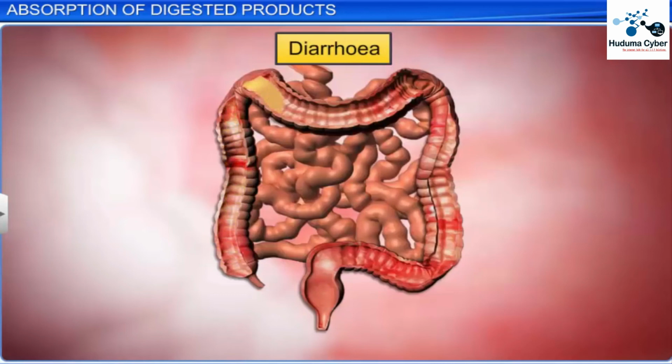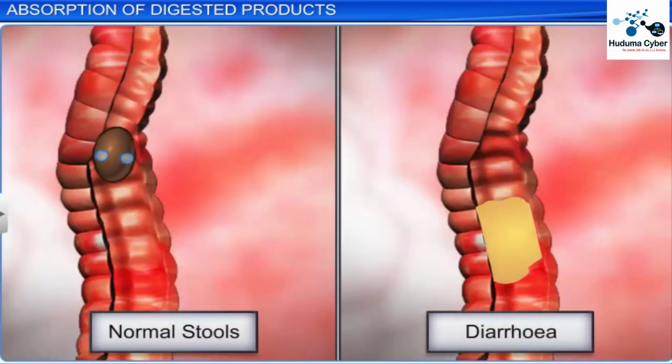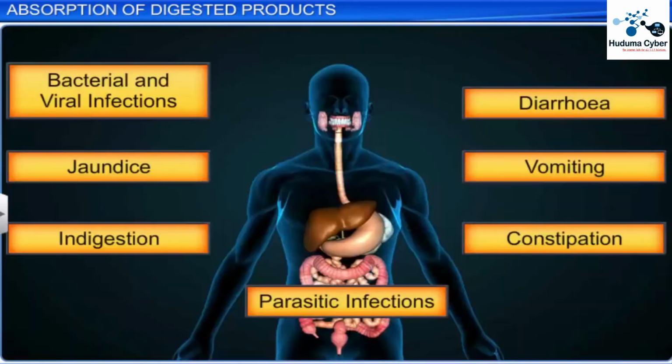Diarrhea is another condition in which there is an increase in the liquidity of fecal discharge and bowel movements. It occurs when enough water is not removed from the stool, making the stool loose and poorly formed. Thus we have seen that absorption and assimilation of food is essential, and disorders in the digestive process can lead to severe complications.